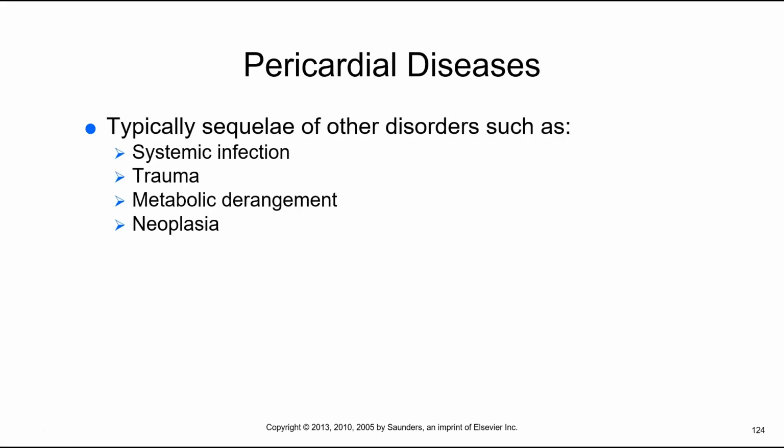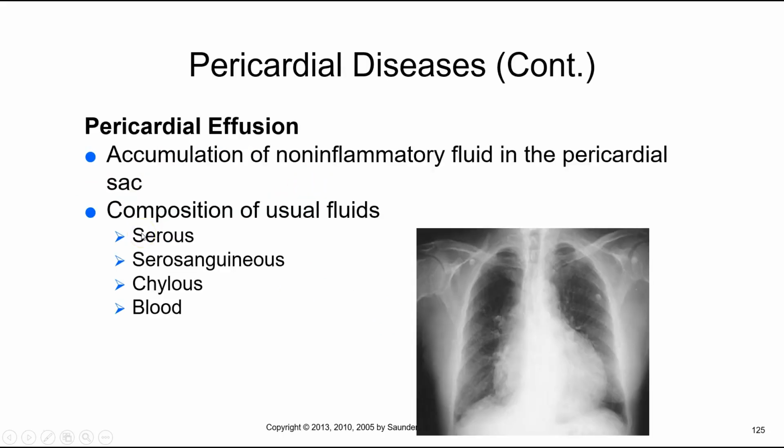The pericardium can also become diseased because of infection or trauma or metabolic problems or neoplasia. Very commonly, fluid can make it out into the pericardial cavity. So that fluid can be serous, and that's sort of the normal fluid. Or we could have chyle from the lymphatic system, or we can have blood in that space.